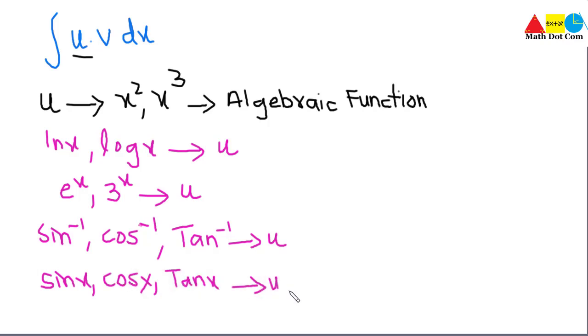in all these situations you have to choose these functions as u, because it will make the integral of the given two functions simpler rather than complex. So you have to keep these rules in your mind, then it will be easier for you to find the integration by parts.